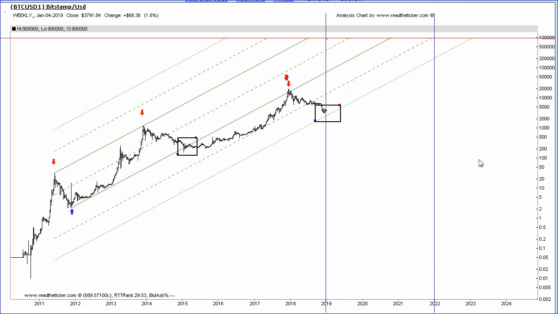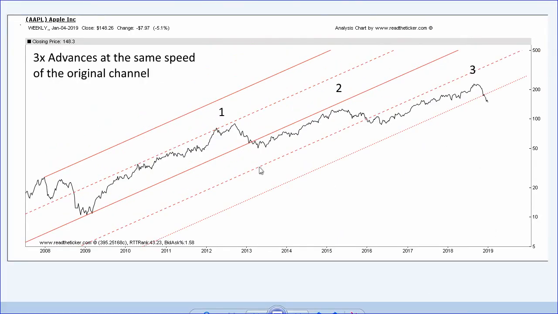Now, before you start laughing and scoffing at this, just consider the Apple price chart. Here we have 3 advances along the original channel, same speed. Obviously, advances at different times. This is a 5-year advance. This is more of a 2-year advance, a 2-year advance. But the speed's the same. So it does happen, and it does exist in popular, iconic securities.